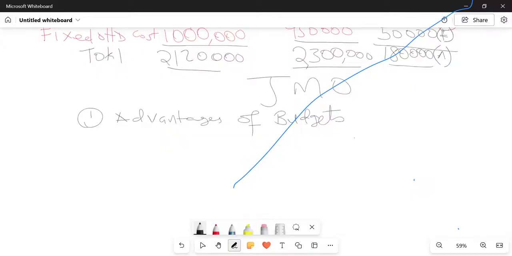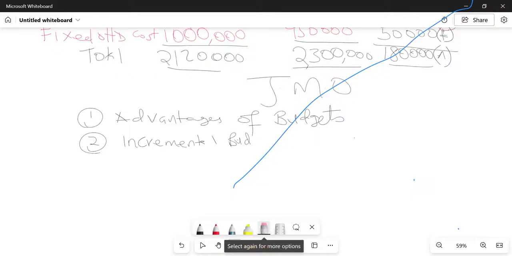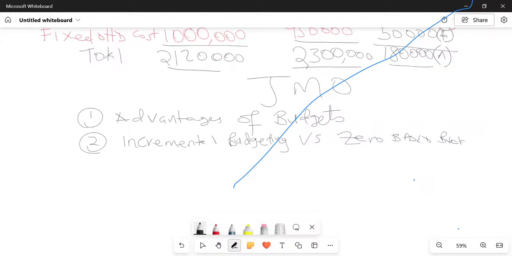Budgets. That's number 1. Number 2, I want you to differentiate between incremental budgeting versus zero-based budgeting. You can go to Google, whichever. Get those answers, write them down, and then we get to discuss.